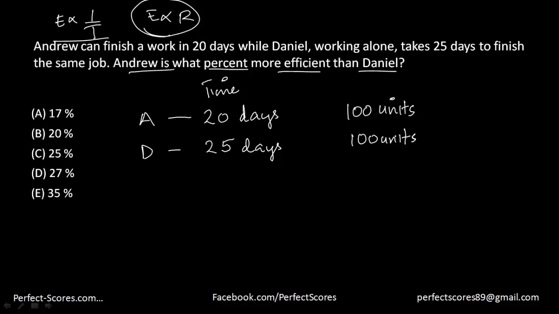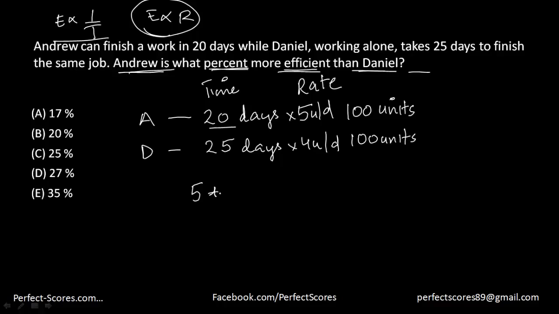Now what we're going to do is find the rate. So if the work is of 20 days and the total units are 100 units, that means he's going to take 5 units per day, right? Similarly, Daniel is going to finish 4 units per day, right? So Andrew finishes 5 units per day and Daniel finishes 4 units per day. Now the question is asking Andrew is what % more efficient than Daniel.